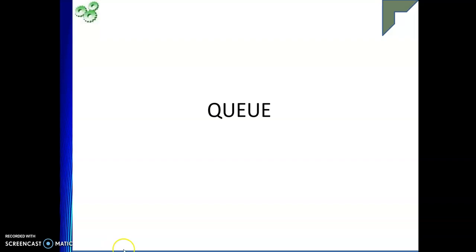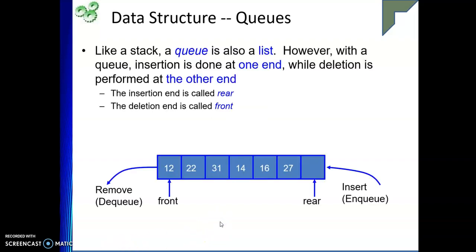Like stack, queue is also a list. In the stack, we have seen that the entire insertion and deletion happens at only one end, which we call the top of the stack. But in the queue, the insertion happens at one end and the deletion happens at the other end. The end at which the insertion happens is called the rear, and the deletion happens at the end pointed to by the front.